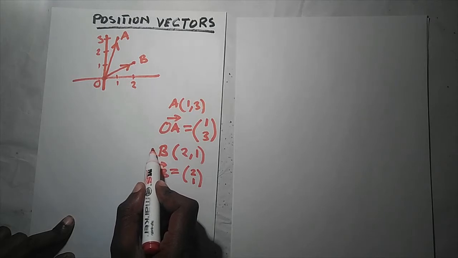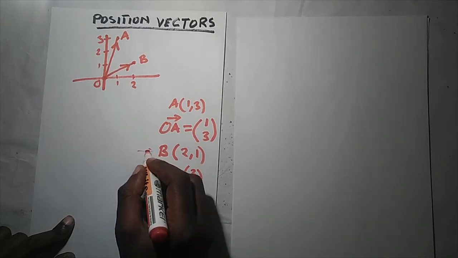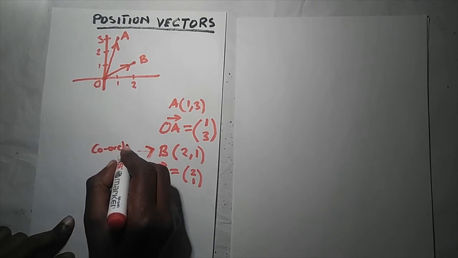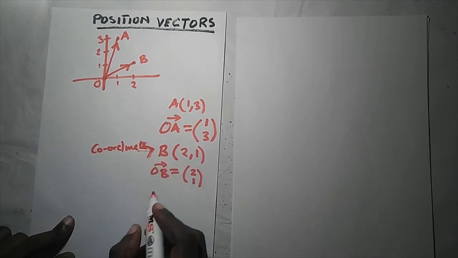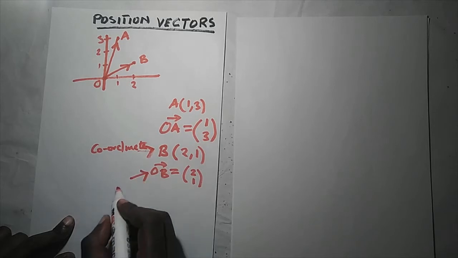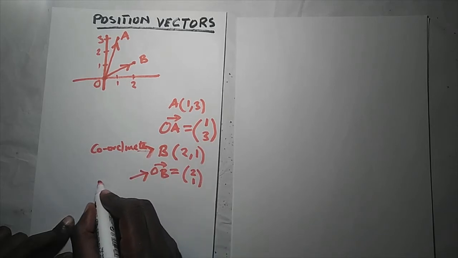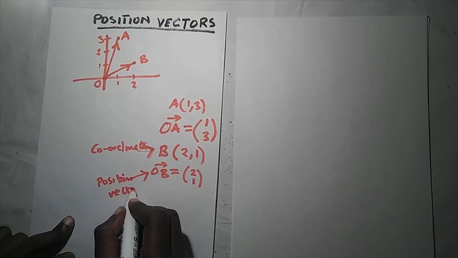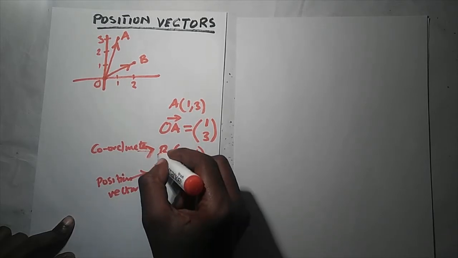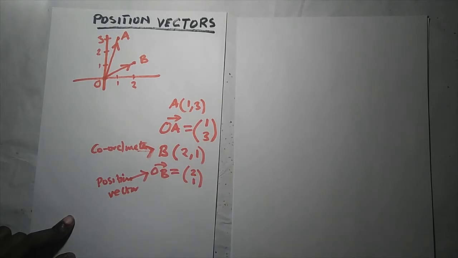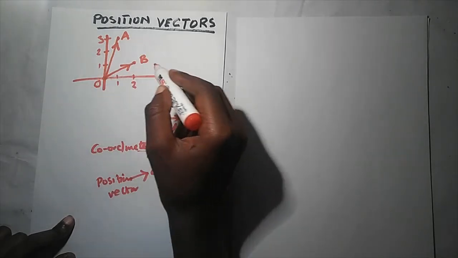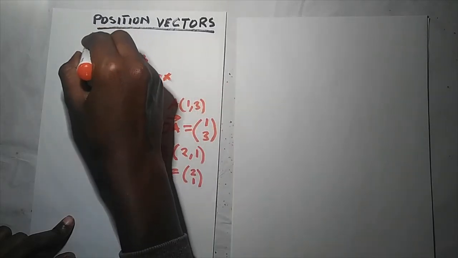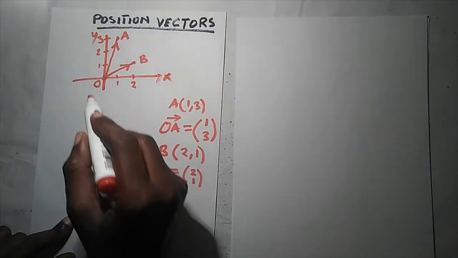So this is a coordinate. This one here is a coordinate. And then this one here, OB, is the position vector. Position vector. So this is the position vector of this point that we have. And so as you can see illustrated by the diagram here, this is the x-axis here, and that is the y-axis there. And so these are what we call position vectors.